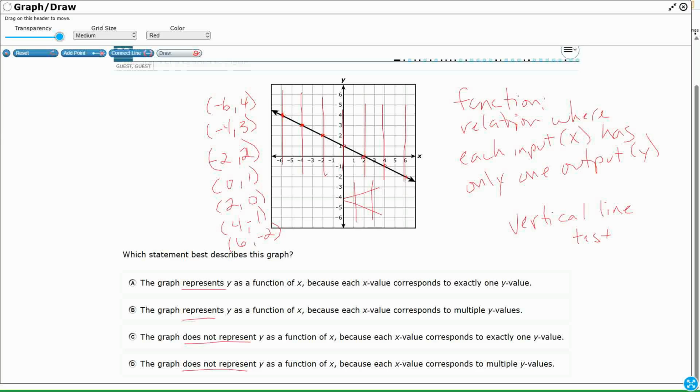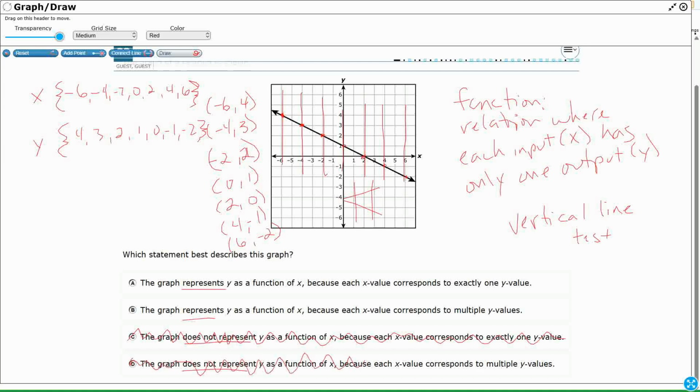We can also use mapping, right? So if I look at my x values, and it is continuous, but if I look at my x values, negative 6, negative 4, negative 2, 0, 2, 4, 6, you notice that it only maps to one value: the 4, the 3, 2, 1, 0, negative 1, negative 2. It's not asking us for the slope. Okay, so we definitely can say that it is a function. So we're going to get rid of C, and we are going to get rid of D.